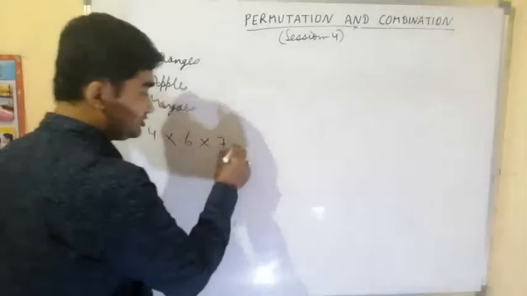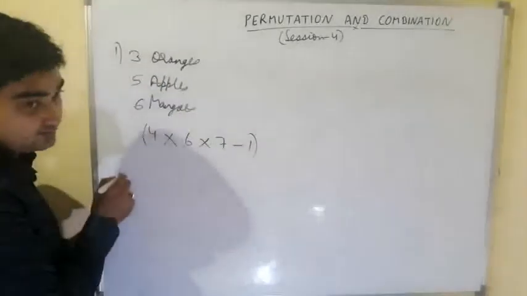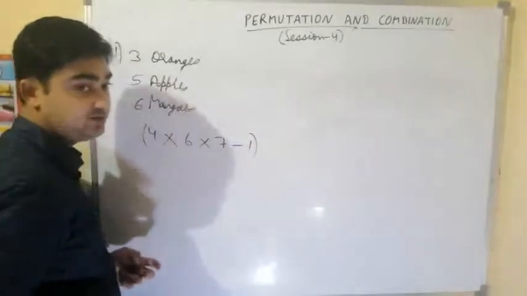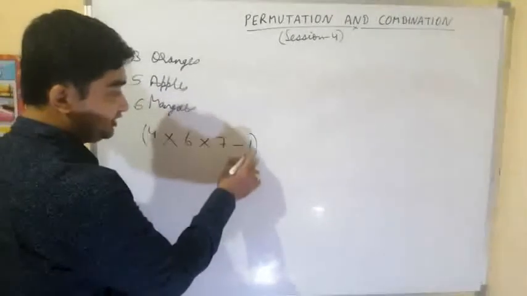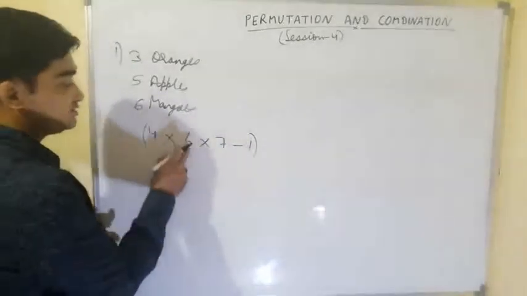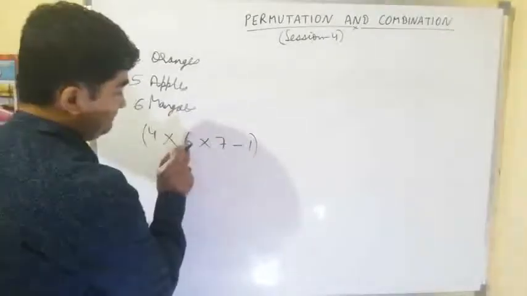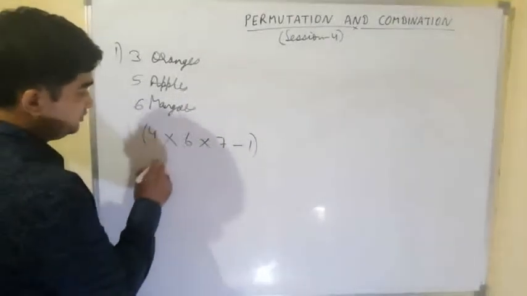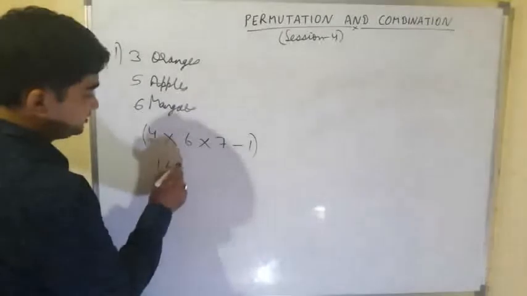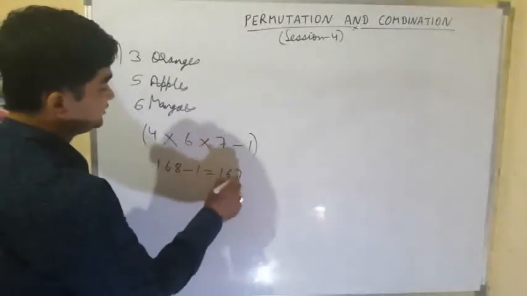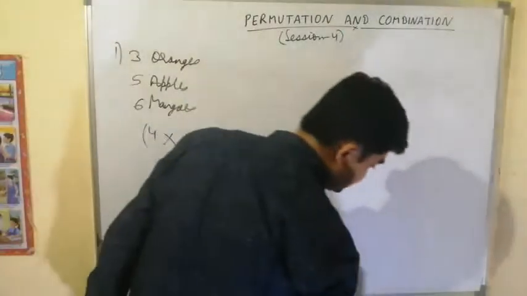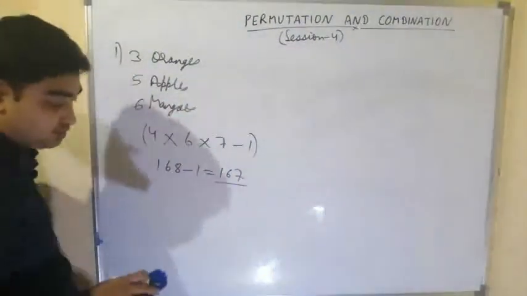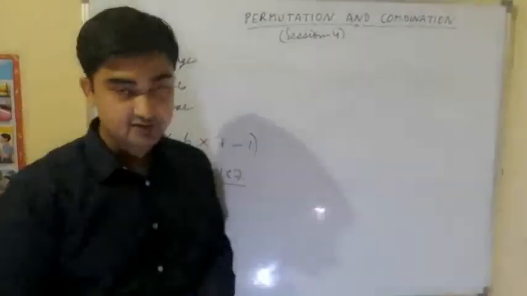Out of these total choices, you have to subtract 1 case where we are leaving everything, because you have to select the fruit. So one case you have to subtract where we are leaving every fruit. So the answer is 28 into 6, which is 168, minus 1, which is 167. So the answer is 167.